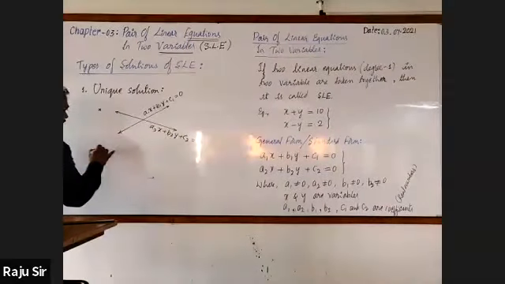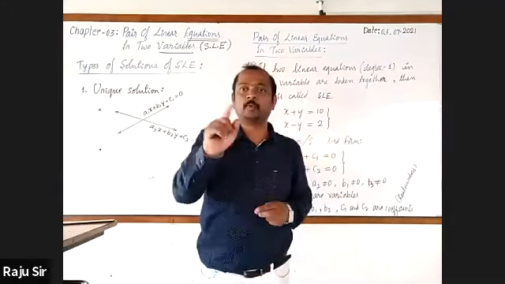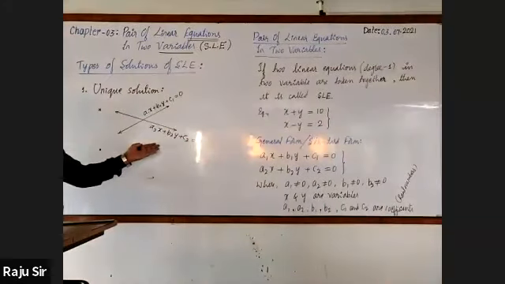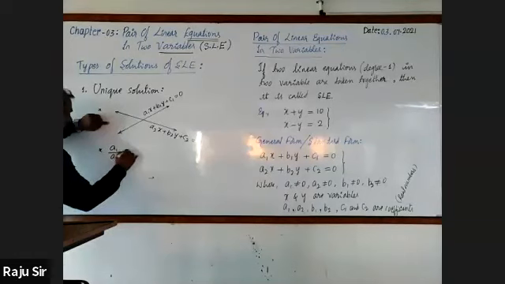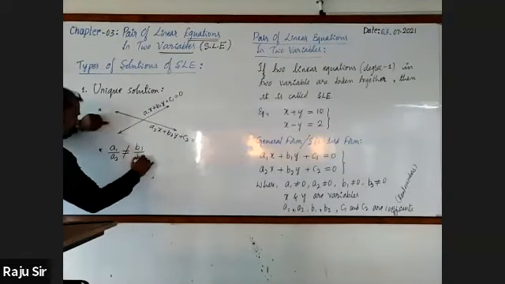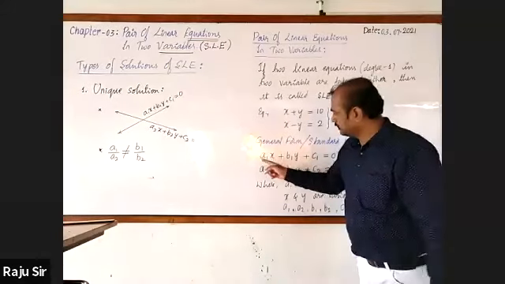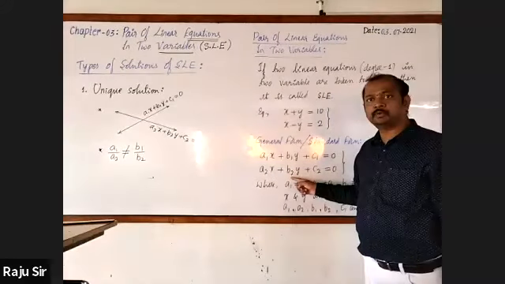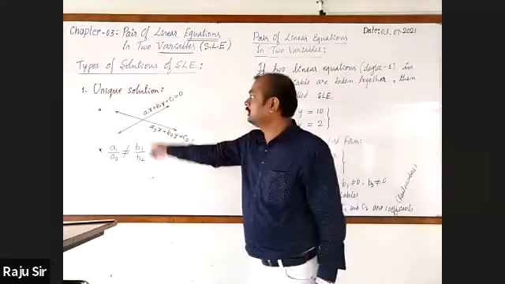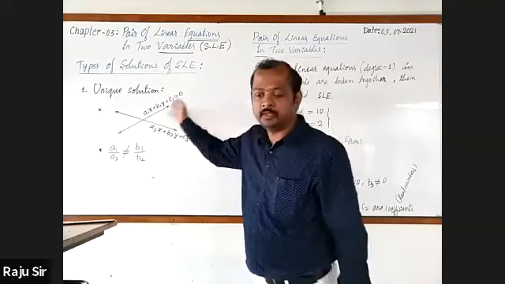And we have a condition for this also. Listen, the graphs will intersect each other at one point when the given equations satisfy the condition that a1 by a2 is not equal to b1 by b2. You take the ratio of coefficients of x, that is a1 by a2, then b1 by b2, and then we can say that it has a unique solution. When you draw the graph, you can observe that both will intersect each other.